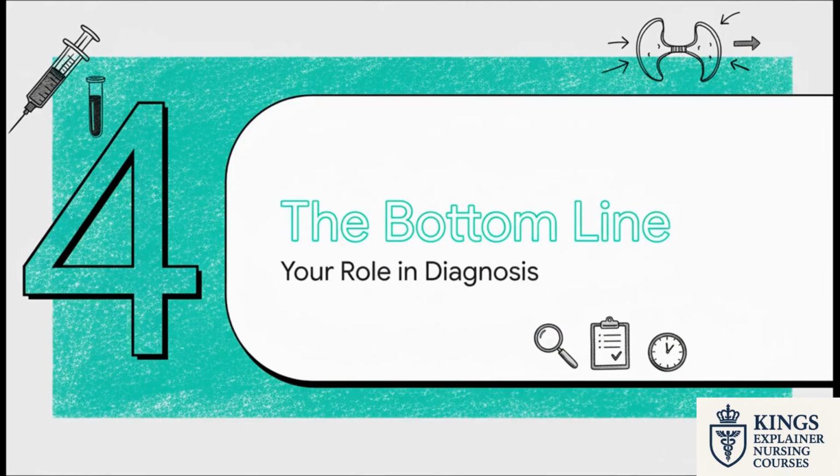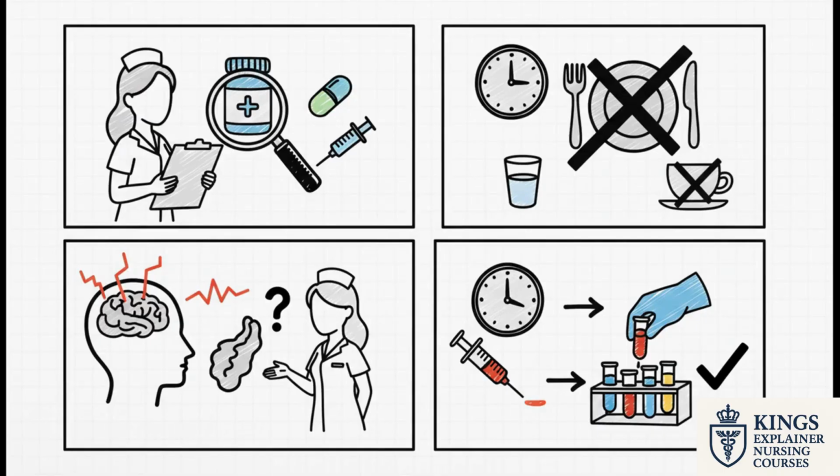So we've gone through all these tests. What's the bottom line? What's the takeaway for you as a future nurse? What is your actual role in making sure these diagnostic puzzles get solved and solved correctly? Your role is foundational. It's everything. You're the one checking for medications that could throw off the results. You're confirming the patient was actually fasting. You're even screening for stress, which can mess with the numbers. You make sure the timing is perfect, that the sample is handled correctly. But maybe most importantly, you are the patient's educator, their support system, and their advocate through what can be a really confusing and scary process.